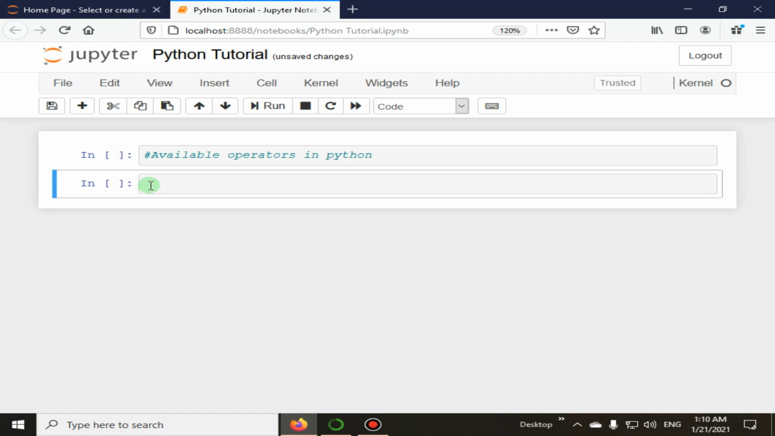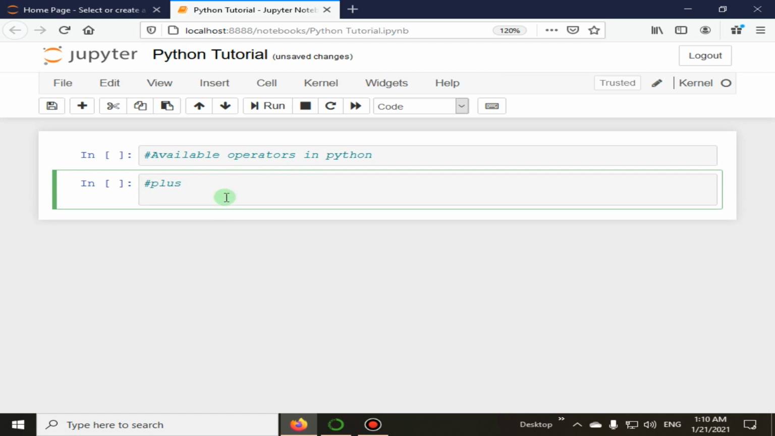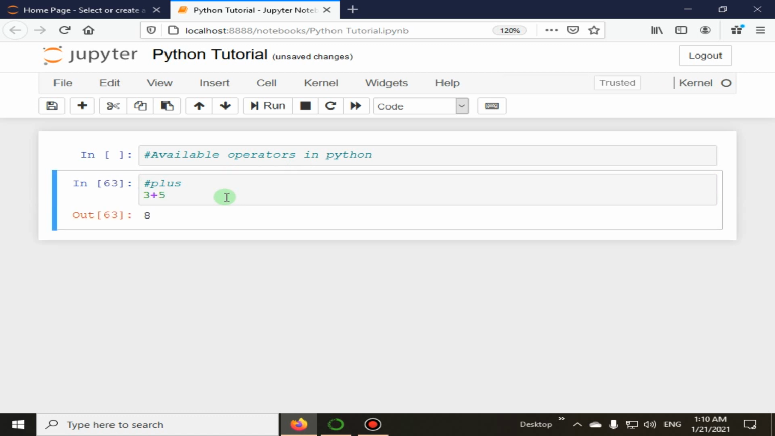Now I am going to brief you about available operators in Python and their functions with examples. Here is a quick overview of the available operators. First one is plus. This one adds two objects, 3 plus 5 is equal to 8.